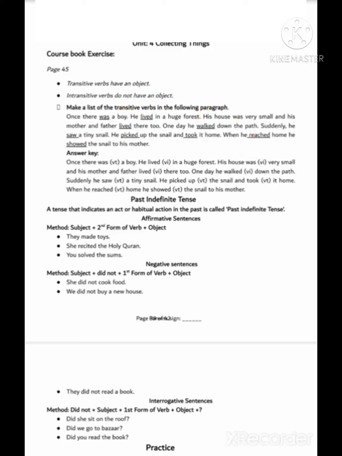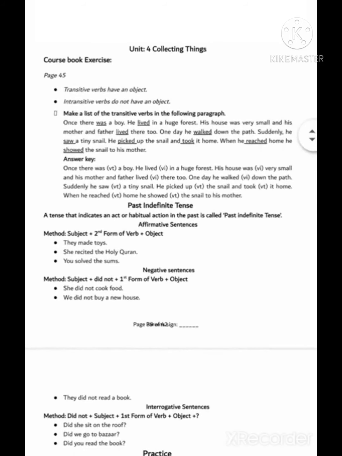So you will practice these transitive and intransitive verbs at home, and here's also the answer key. You can check your answers from here.